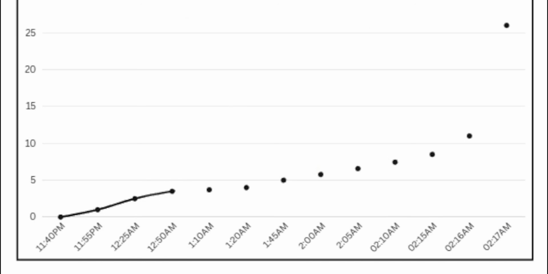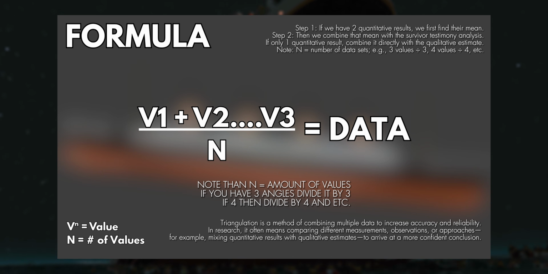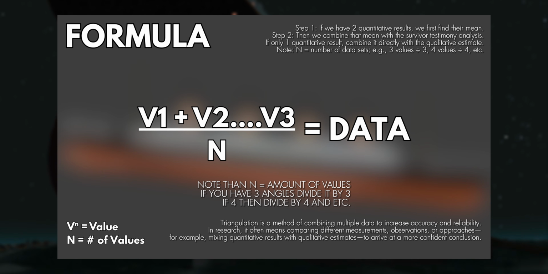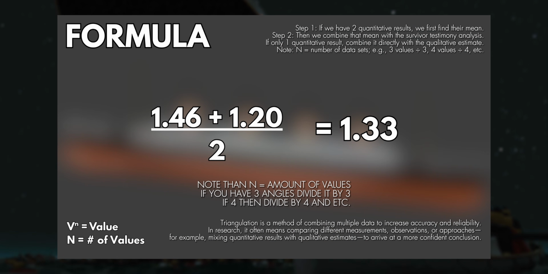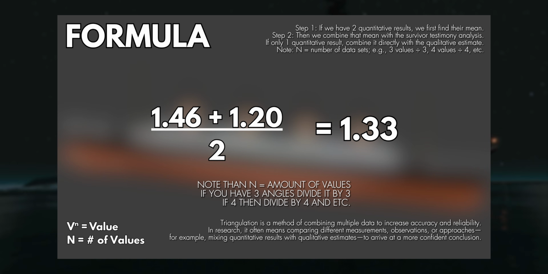The angles we've established so far are not yet final. To make our dataset reliable, we run each value through a simple triangulation process. Since our quantitative data gives us two results, we first average those by adding them together and dividing by 2. For example, our dataset for the quantitative data, both being 1.46 and 1.20. We add these together and divide that by 2, which would equate to 1.33.